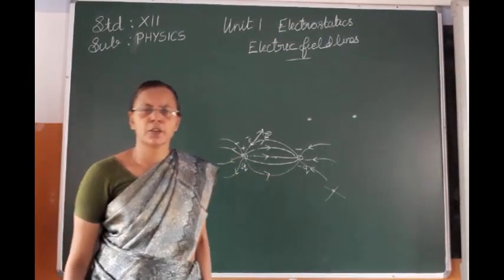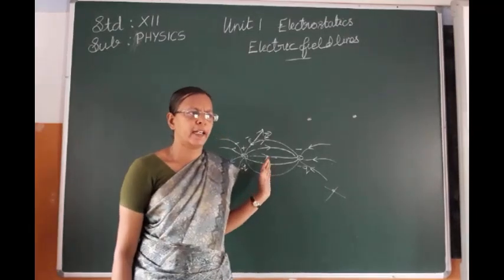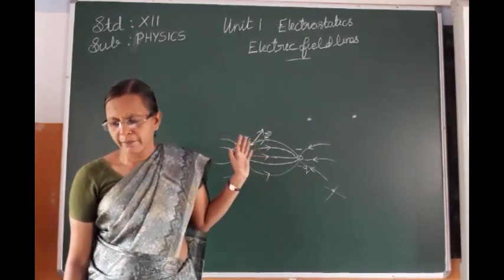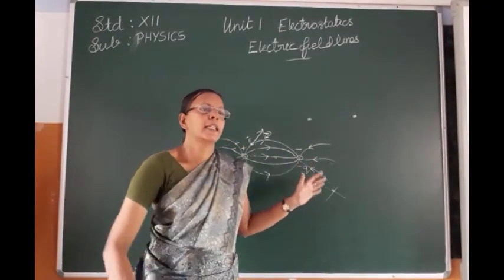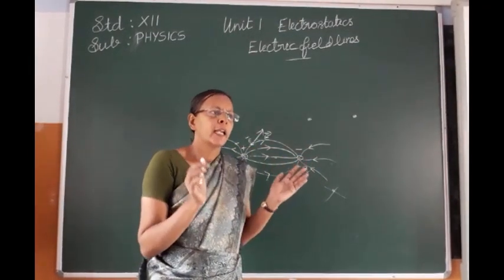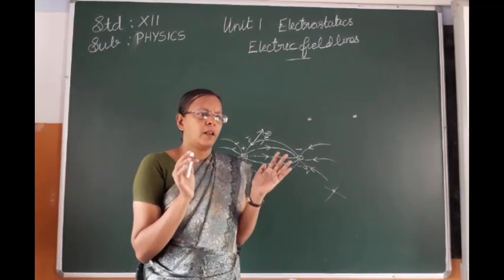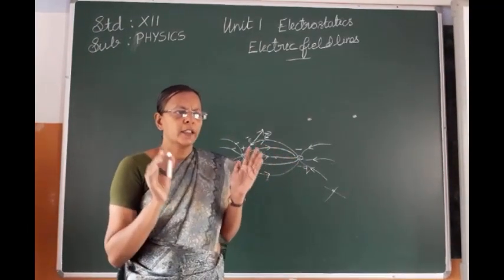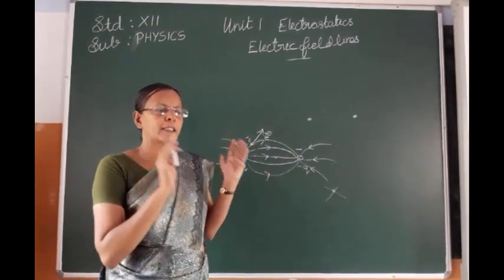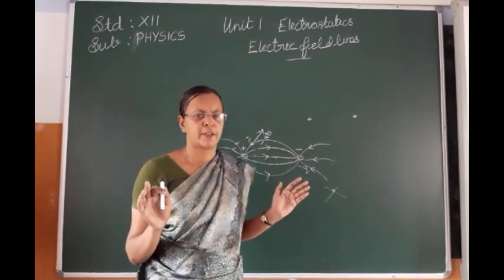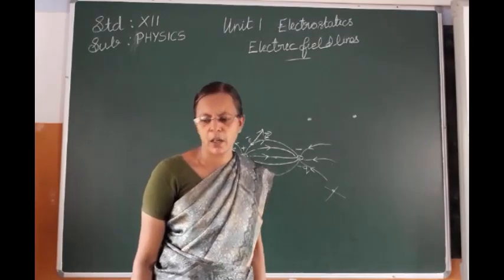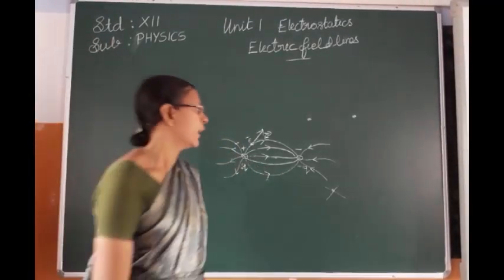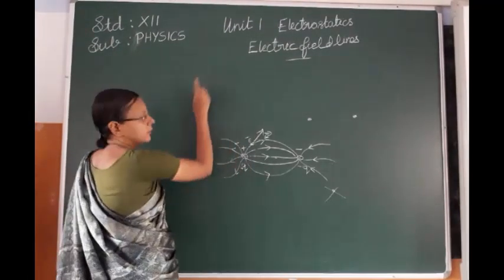Okay, so now you know what electric field lines are. The electric field vectors are visualized by the concept of electric field lines. They are set up as continuous lines in a particular region of space. Okay, this is electric field lines, and the rules we have also learned. Next we are going to learn about the electric dipole.